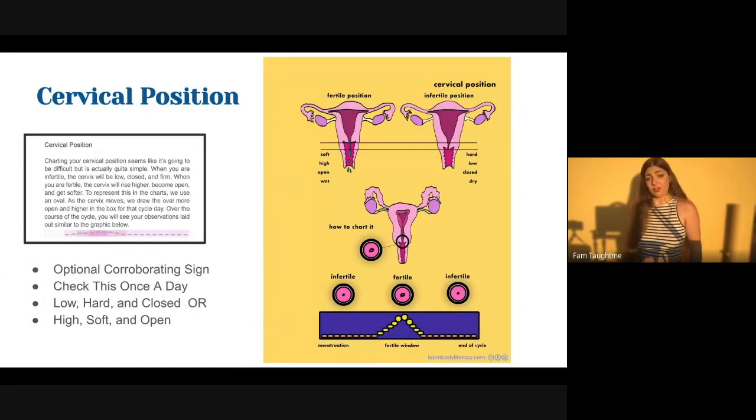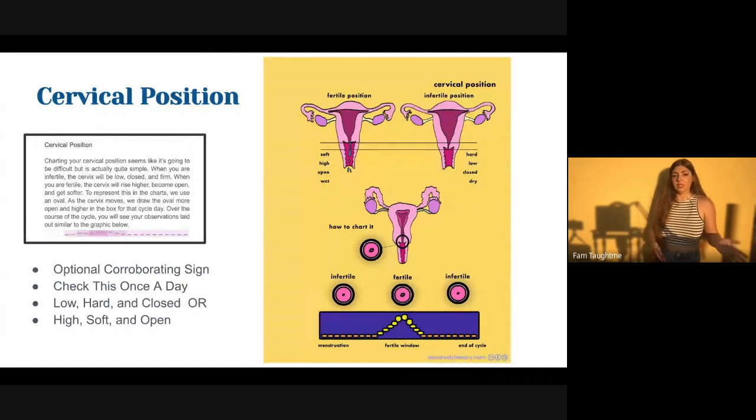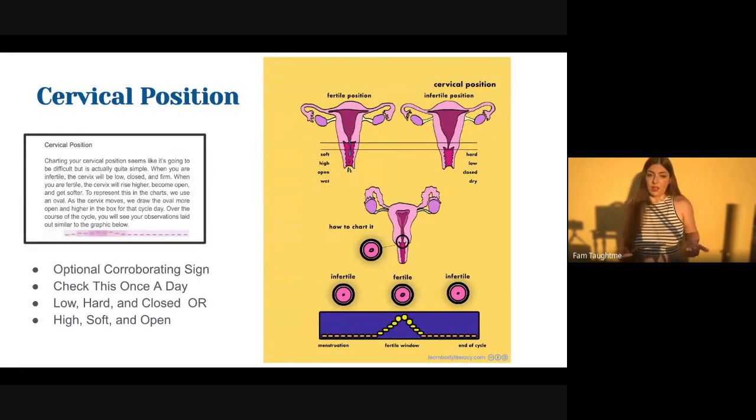When it's in its infertile phases, the cervix is low in your vaginal canal and it's hard and closed and dry. So it'll be easy to reach with your fingers. And then as you enter your fertile window and you start producing cervical fluid, it will rise higher in the vaginal canal. It'll become much softer. It'll open and it will be obviously wet.